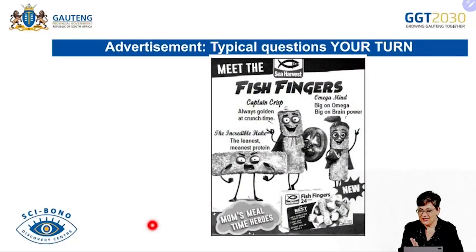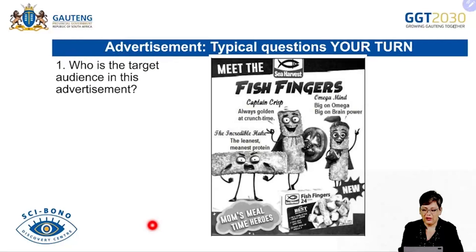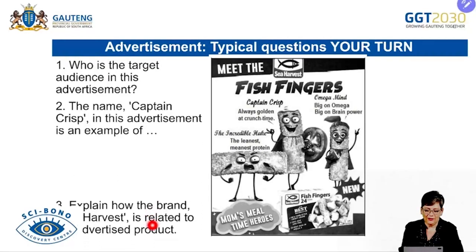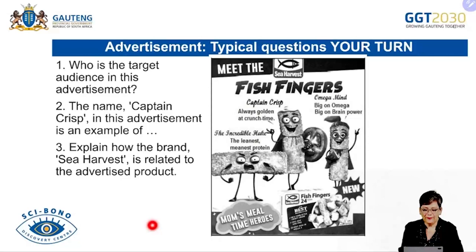So these are our questions. Now it's your turn. I'm going to give you the questions. There they are. There are 3 questions for you. So first one, who's the target audience? Now remember, on this one, be careful. You have to be very specific. The name Captain Crisp in an advertisement is an example of. So we're looking for a word here. What word can you give me?